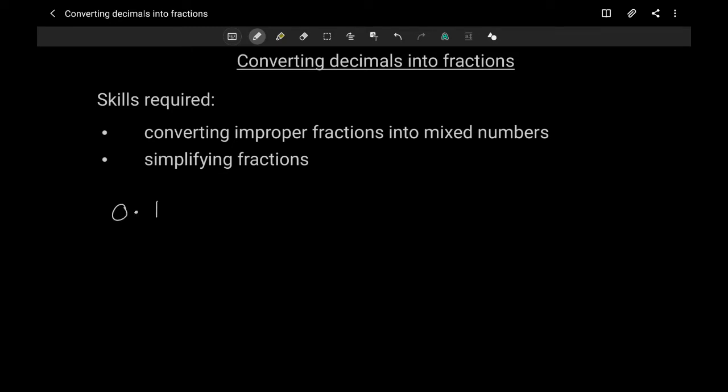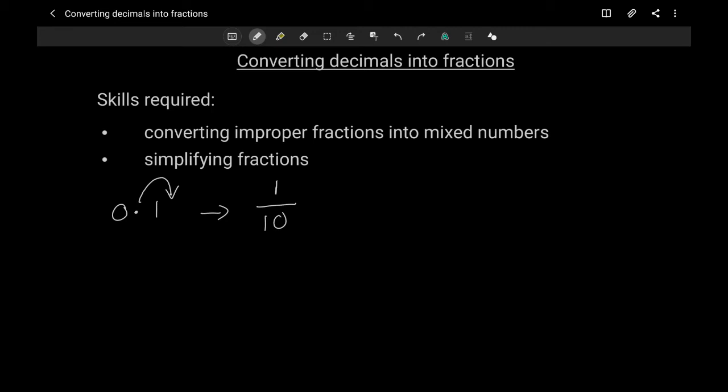0.1. To convert 0.1 into a fraction, we do the following. We move the decimal point over one spot. What we have now is the number 1, which becomes the numerator. The denominator will be 10. This will all make sense in a second when we do examples 2 and 3.